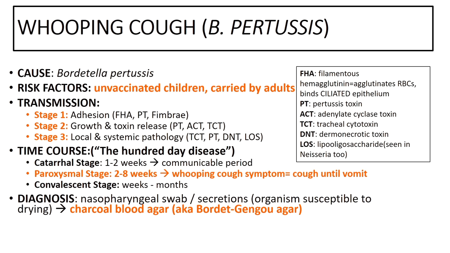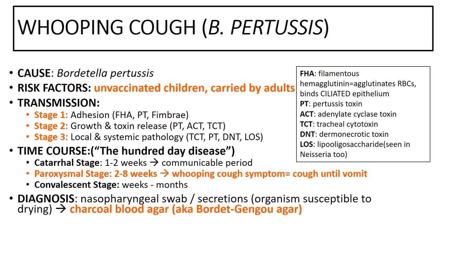It's terrible. So transmission of this, we have adhesion. It uses fimbriae and pili. It grows and produces toxins, right? All those toxins we have over on the right here. So your FHA is your filamentous hemagglutinin. It agglutinates RBCs and it helps it bind to the epithelium. And then we also have our pertussis toxin, adenylate cyclase toxin, all these different toxins, right?